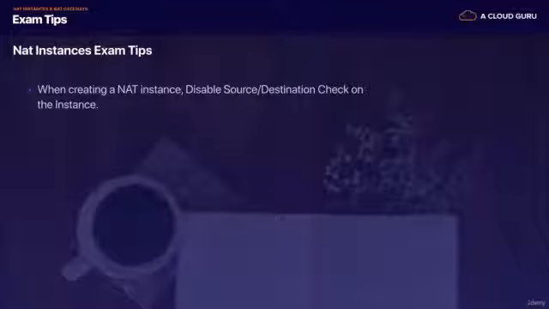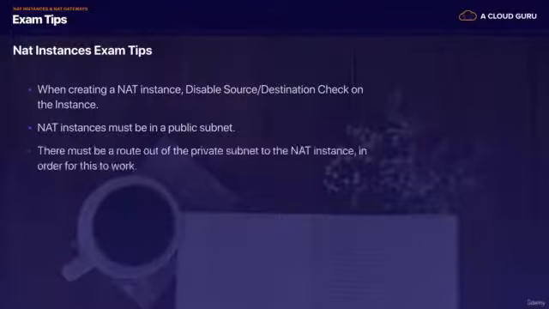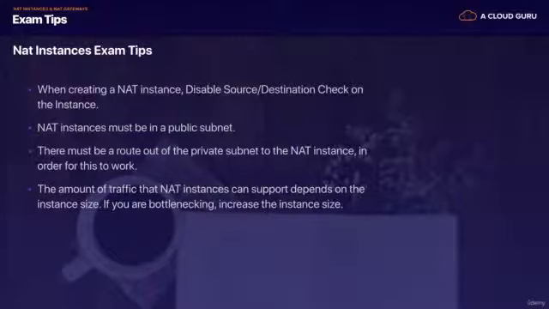So just remember with NAT instances, when you create a NAT instance, you need to disable your source and destination check on the instance. Your NAT instance must be in a public subnet, and there must be a route out of the private subnet to that NAT instance in order for this to work. And the amount of traffic that the NAT instance can support depends on the instance size.